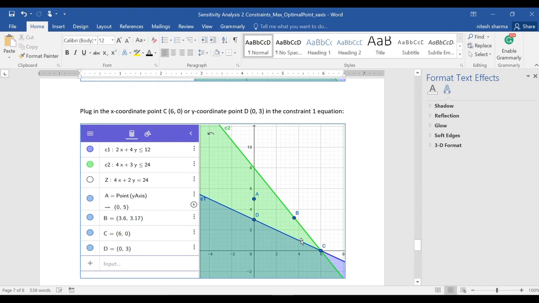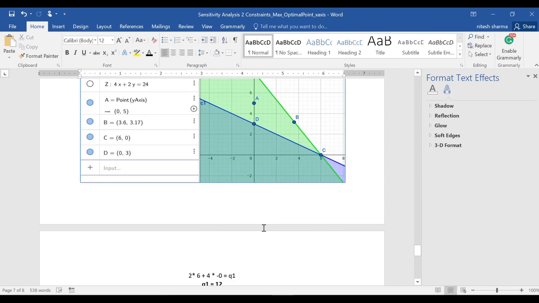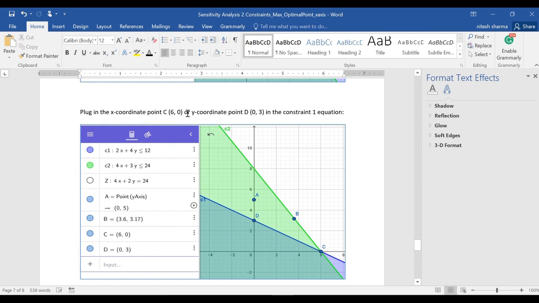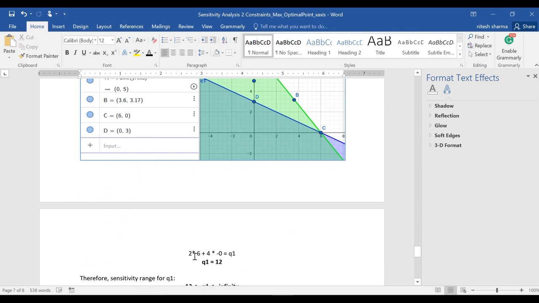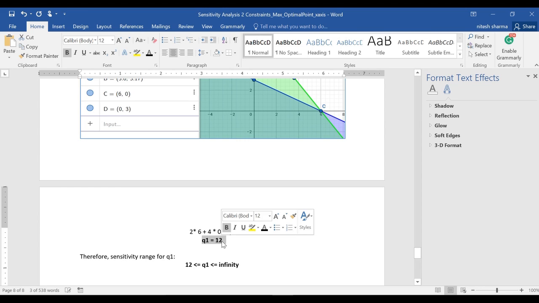So now, when my constraint 1 moves through point (6, 0), I can find the value of this constant by plugging in the x-intercept or the y-intercept of constraint 1 in the constraint 1 equation. So I'll use the x-intercept. It is 2 into 6 plus 4 into 0. This is a typo, it should be 0. And that is equal to Q1. So my Q1 becomes equal to 12. Therefore, the sensitivity range for Q1 is 12 to infinity.